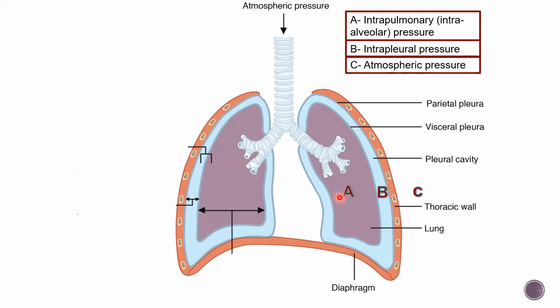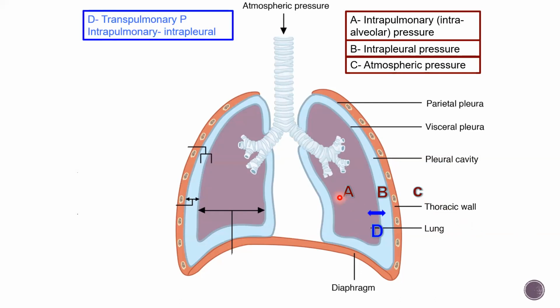Because whenever you read about ventilation, multiple pressure concepts will come. If you don't understand the concepts of transthoracic pressure and transpulmonary pressure, you will not be able to understand anything. Right? These three pressures, intrapulmonary, intrapleural, and atmospheric, are clear.